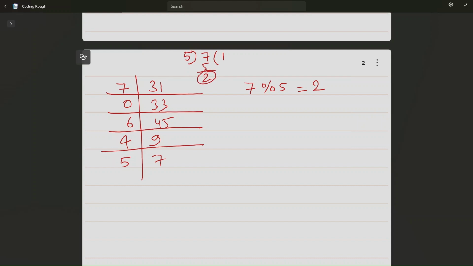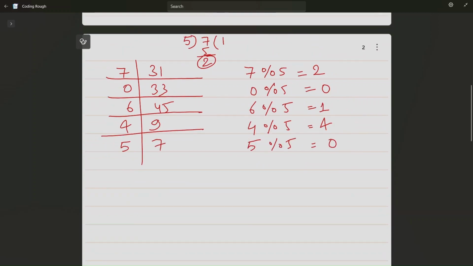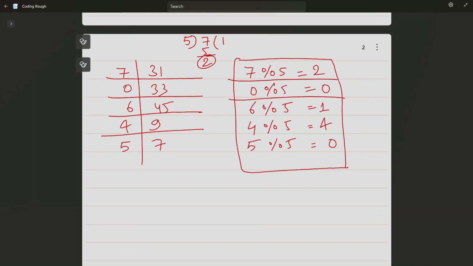Okay. Similarly, let's do 0 modulus 5. 0 modulus 5 will be 0. Let's do 6 modulus 5. It will be 1. Let's do 4 modulus 5. It will be 4. Let's do 5 modulus 5. It will be 0. Okay. So this is a formula that we have generated.